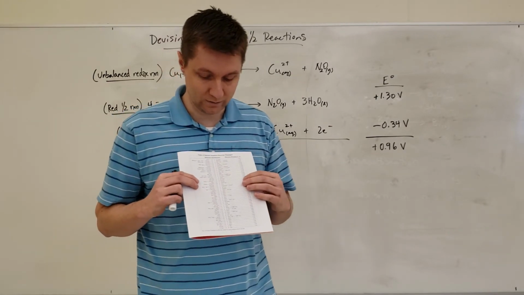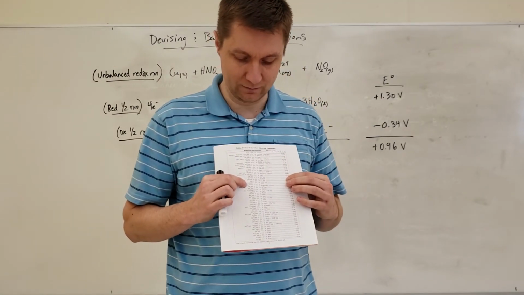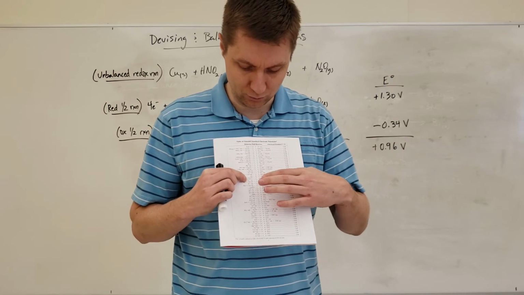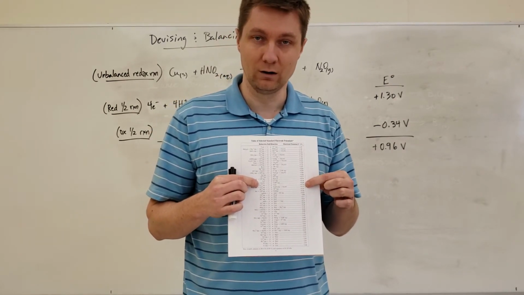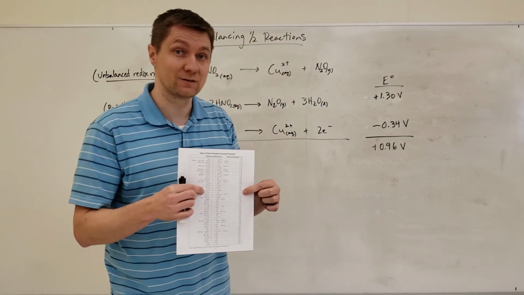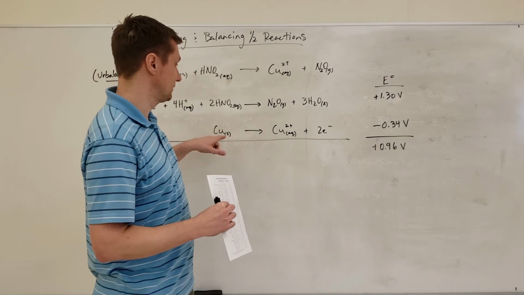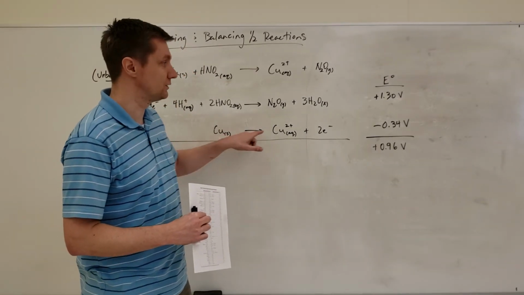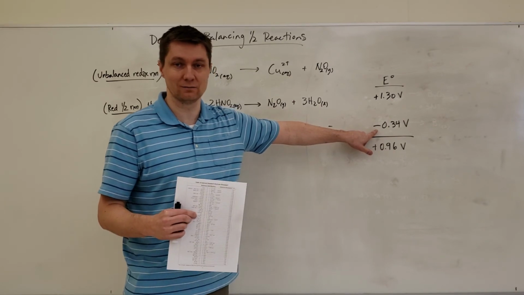And so the one that's listed in the book here, if you look, you can see here's the copper 2 positive half reaction. You scroll across and you can see that this number is positive 0.34 volts. That's for the reduction of Cu2 positive. This is the oxidation of Cu solid, so the oxidation potential has to have the opposite sign.